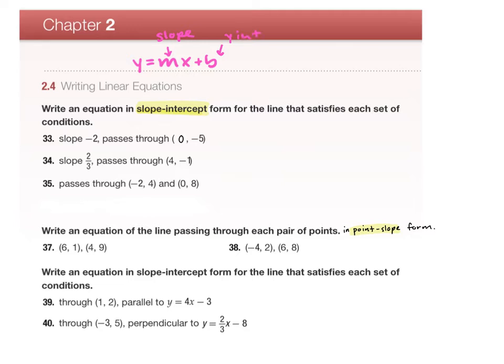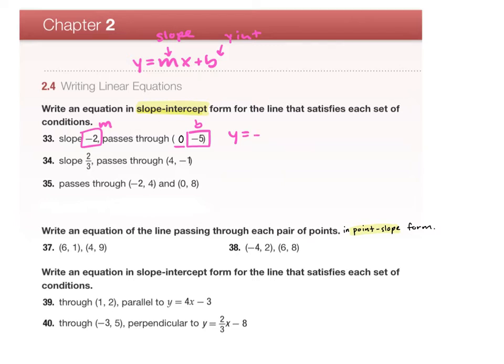So in 33, does it give us our slope? Yep, so this -2 is our m. Does it give us a y-intercept? Yes. What's our y-intercept? -5. Anytime we see 0 and a number, that number is our y-intercept. So that's our b. So now we just plug it into our equation. So y is equal to what?